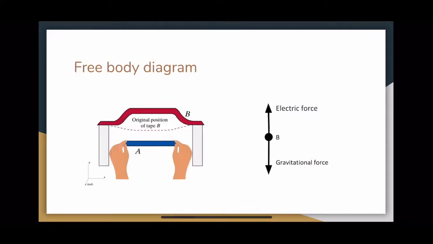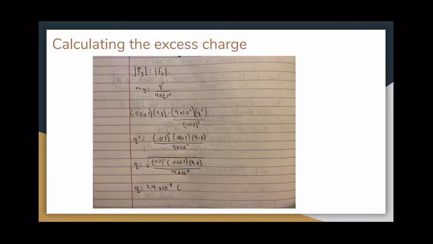This is a free body diagram which shows tape B at the top, which has an upward force coming from tape A, and that force is the electric force. Then it has a force going downward, which is the gravitational force. So for calculating the excess charge, I just set equal the magnitudes of the force due to gravity and the force due to the electric.